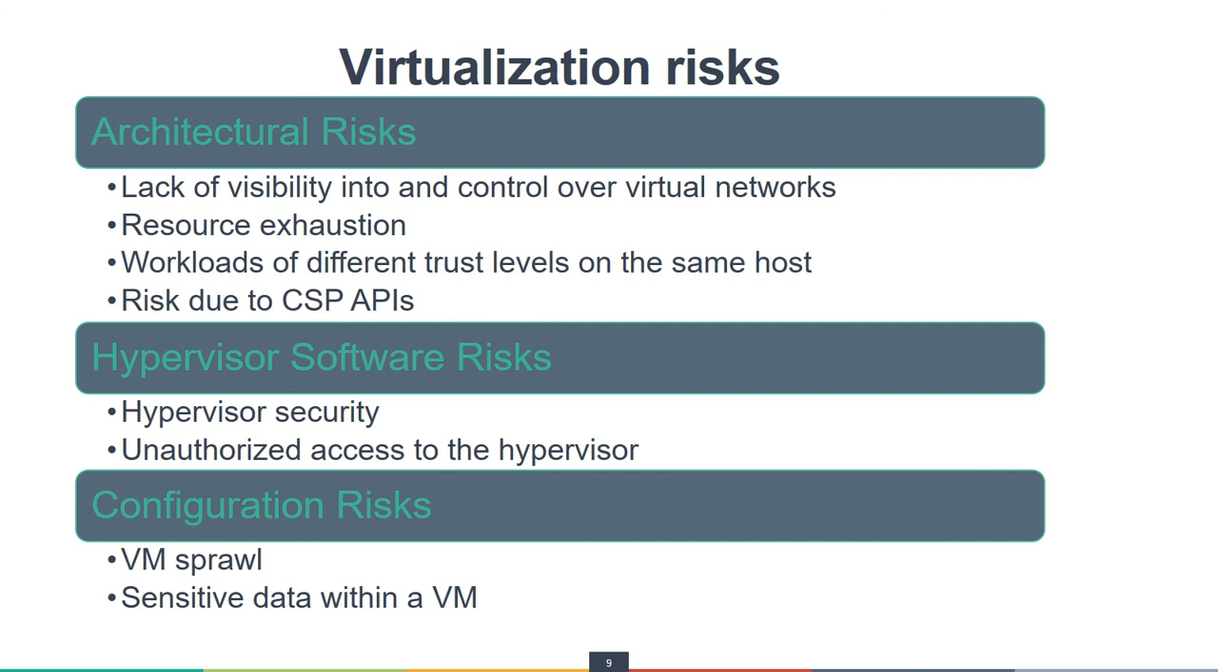Configuration risks: we have VM sprawl. What is VM sprawl? It is where we increase the number of VMs on a particular server so that it becomes unmanageable for the cloud administrator, and they can no longer effectively be secured, because the administrator is not able to manage them. Sensitive data within a VM: VMs are just files and can be moved from one place to another. Lack of strong security controls like encryption and access control poses risk to any sensitive data contained within the VM.